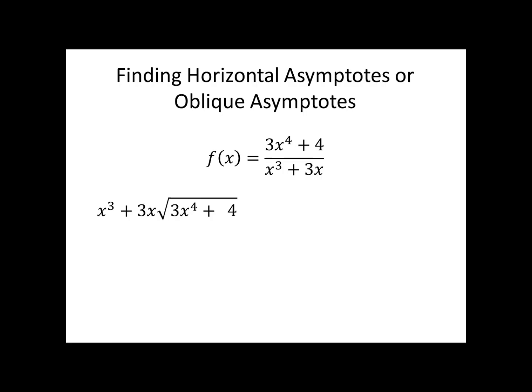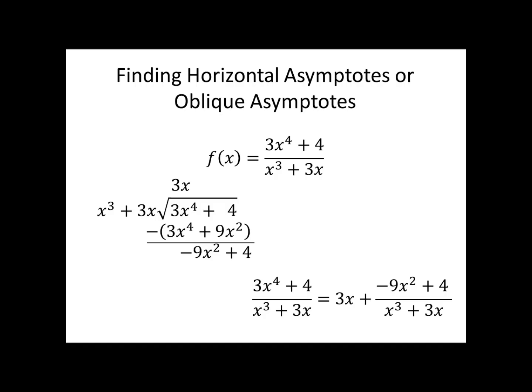So again, I set up 3x to the 4th plus 4 inside, x cubed plus 3x outside. I look at just one term at a time. I look at the 3x to the 4th divided by x cubed. I get 3x. Multiply that around, subtract, and already, right away, what remains is a lower power than what was on the bottom. So that's my remainder. I put that back over top of the x cubed plus 3x.